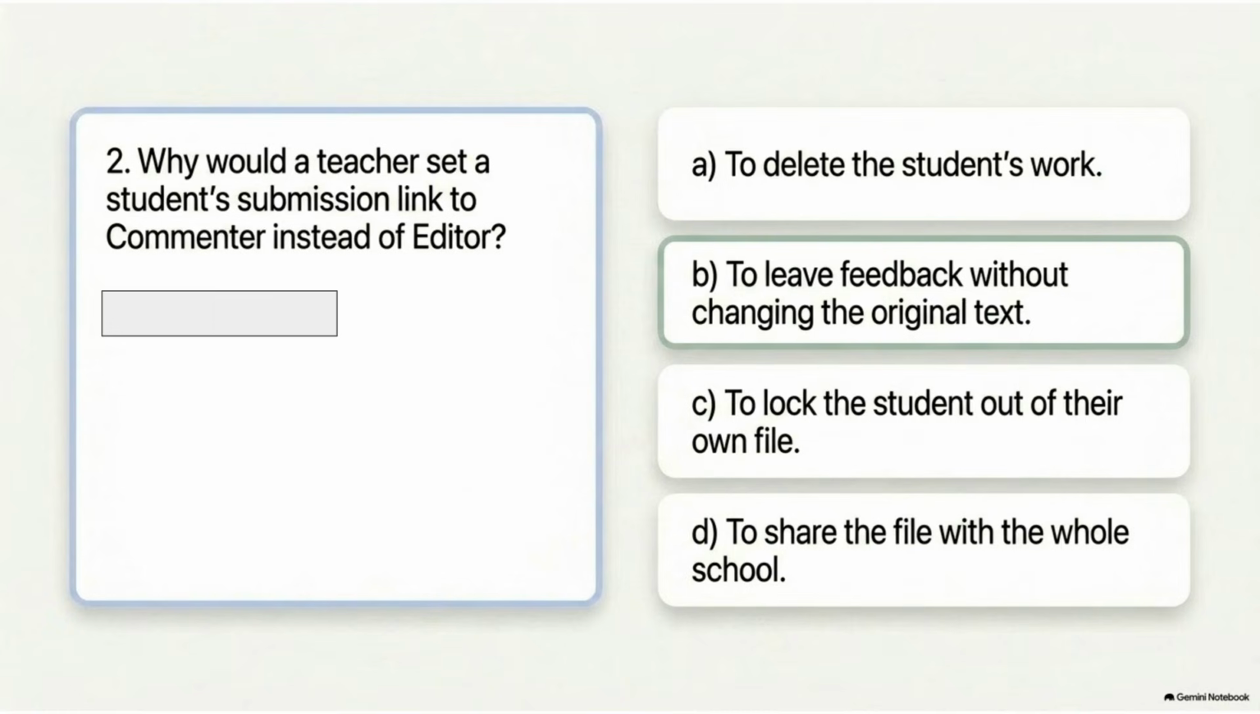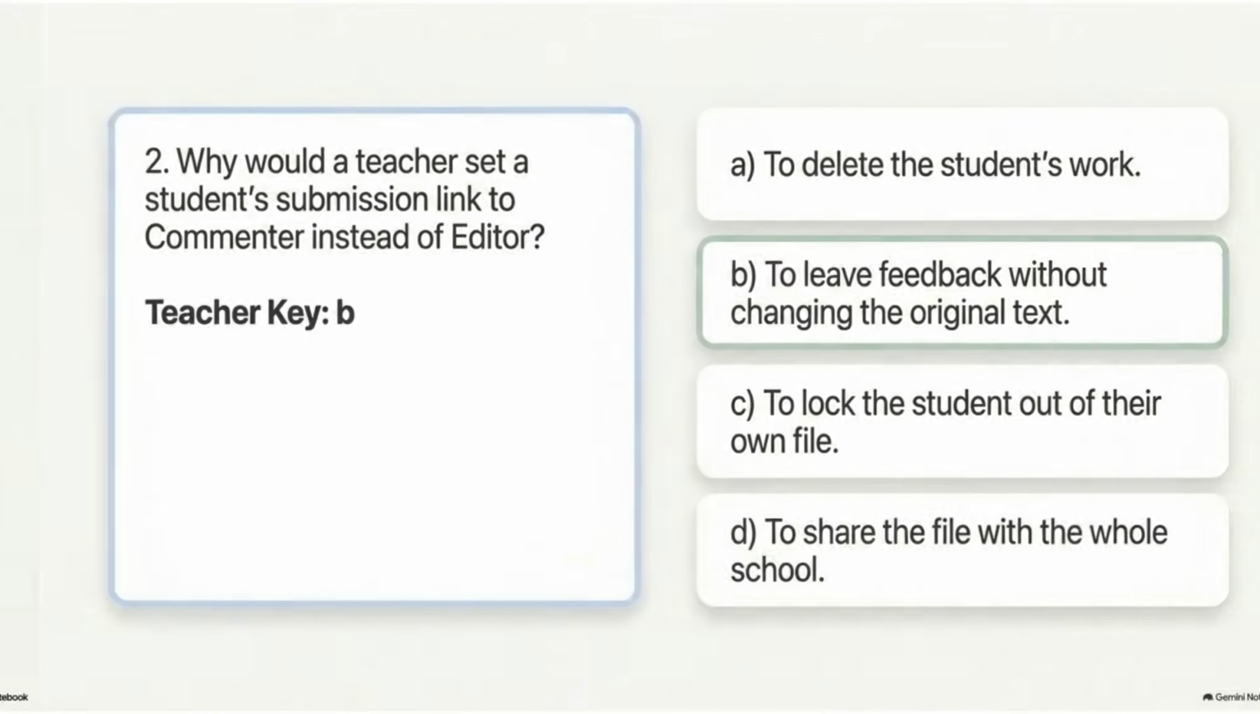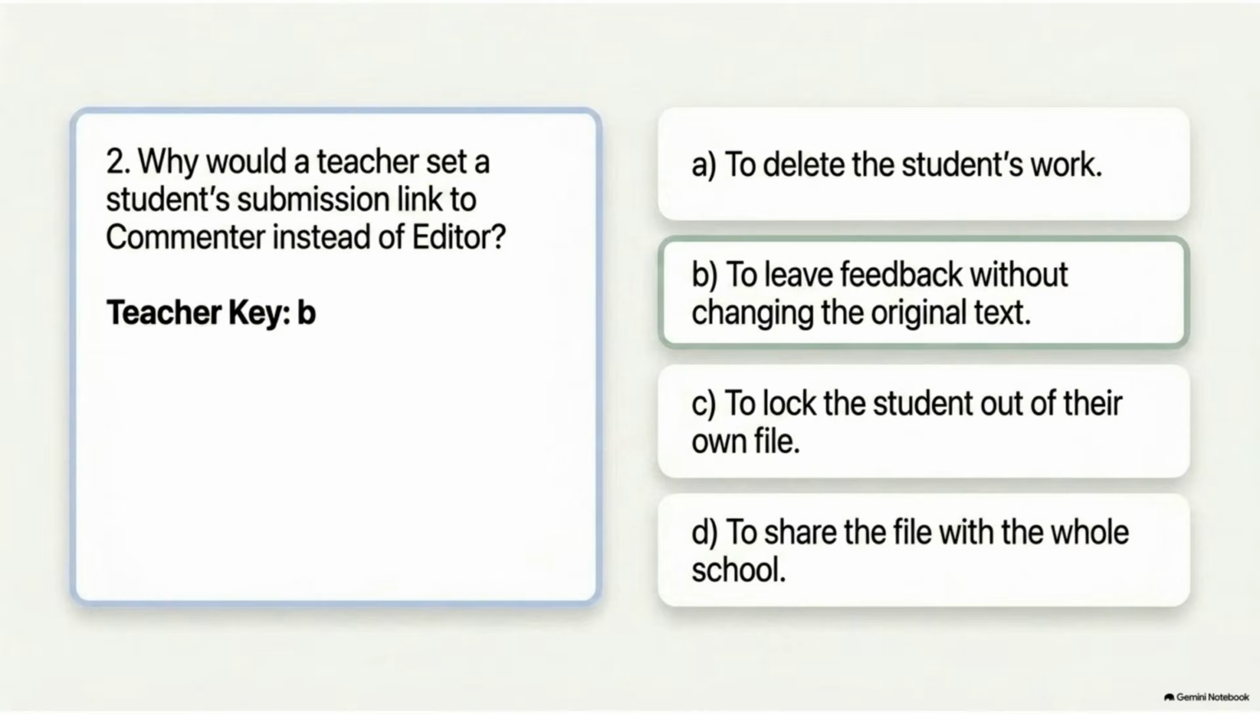Here's question number 2. Why would a teacher set a student's submission link to commenter instead of editor? The correct choice is B, to leave feedback without changing the original text. Set files to commenter whenever you want to guide revision without altering the primary work.